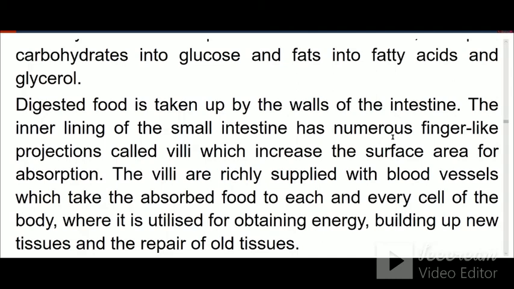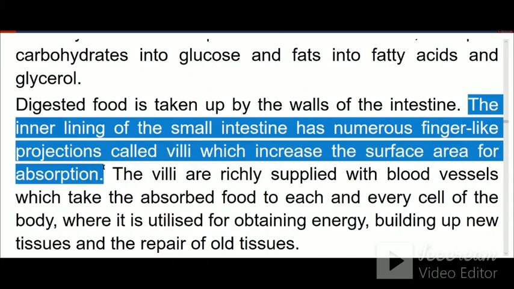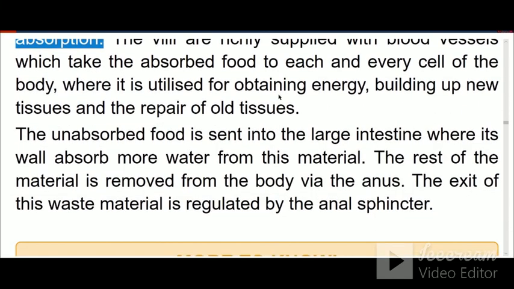The inner lining of the small intestine has numerous finger-like projections called villi, which increase the surface area of absorption. So villi provide the place for more absorption of nutrients from the food. The villi are richly supplied with blood vessels which take the absorbed food to each and every cell of the body where it is utilized for obtaining energy, building up new tissue and repair of old tissue. So the nutrients absorbed in the blood are transported to all parts of the body where they are utilized as energy for repair, growth, and so on.